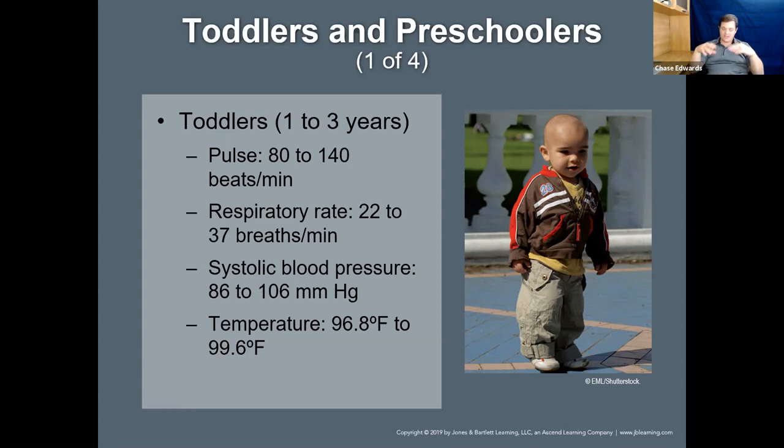Average temperature is 96.8 to 99.6. It usually levels out at 98.6 by preschool age. They're actually saying that those numbers are changing now that everybody's been taking temperatures for over a year. Also, a toddler's lungs continue to develop more terminal bronchioles and alveoli as well.